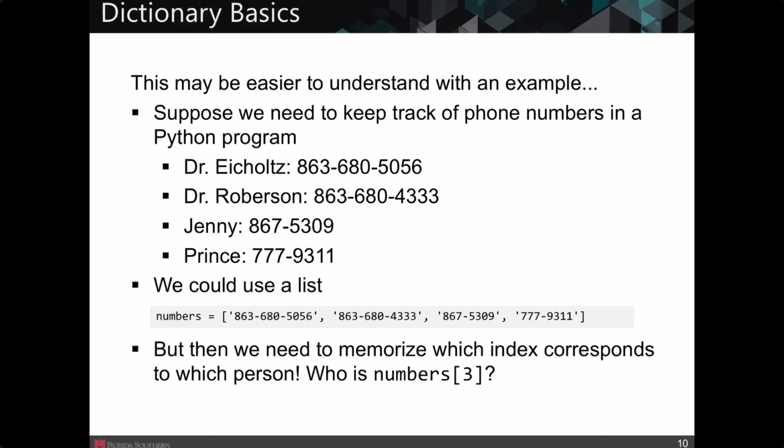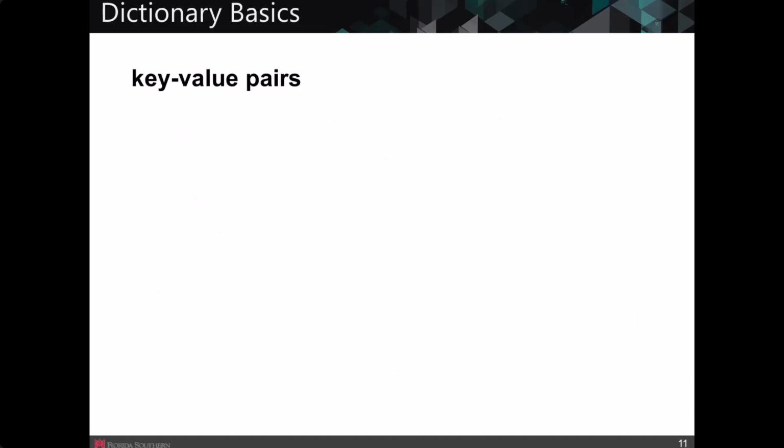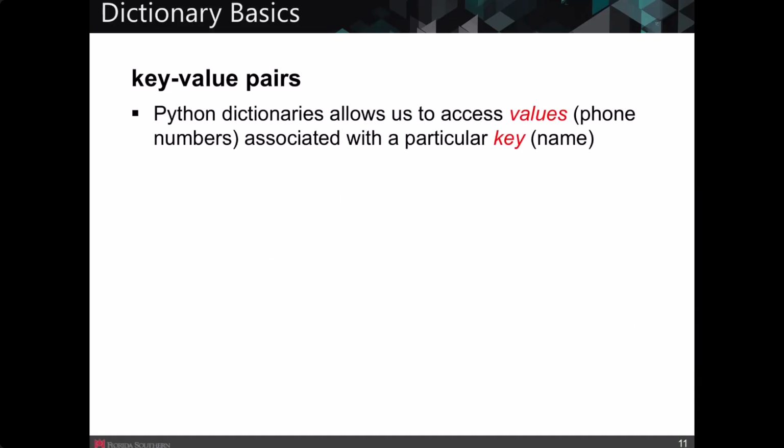That's the 4th number. But suppose I had numbers for everyone at Florida Southern. That would be thousands of numbers. How in the world will I know who's at index 1387? I won't. So a dictionary makes this easier by using key value pairs. We access the values, so in this case that would be the phone numbers, associated with a particular key. So in this case that would be the name of the person.